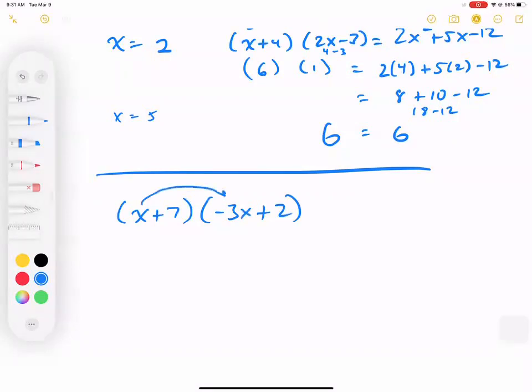X times everybody. X times everybody. And then 7 times everybody. You're going to end up with some like terms in the middle. Go ahead and combine those. I'll give you another 15 seconds. Another way to look at this is x times negative 3x plus 2 first, then 7 times negative 3x plus 2.